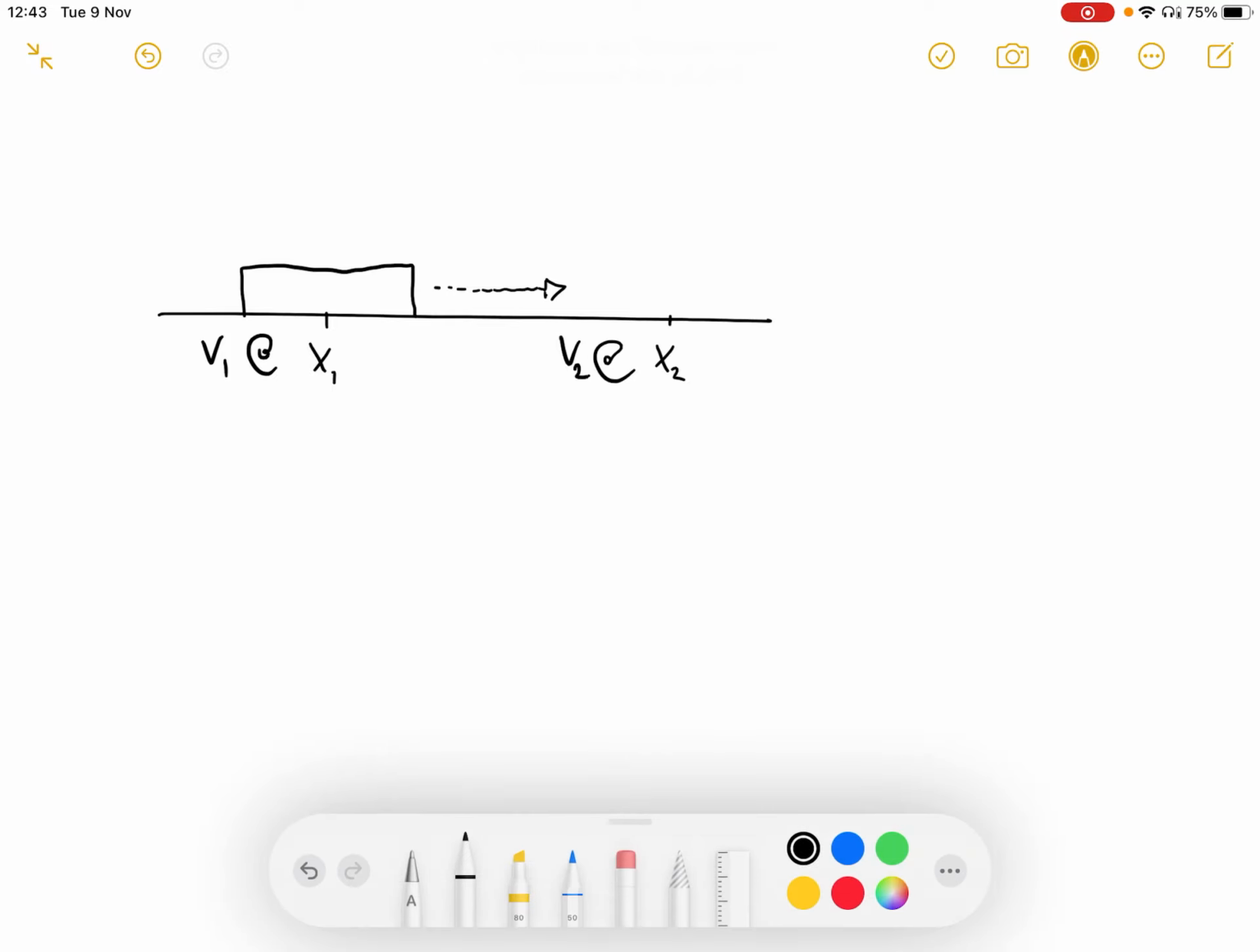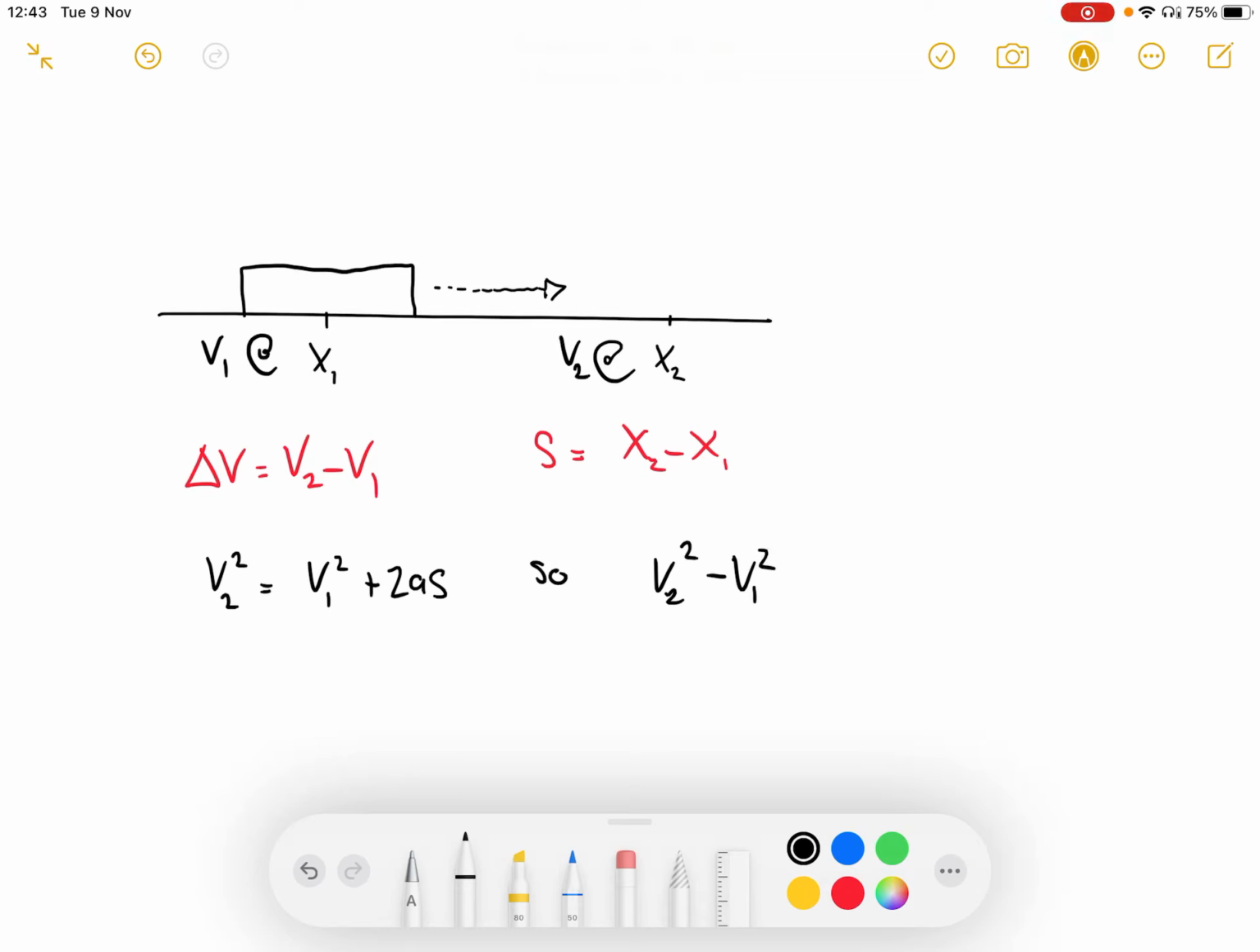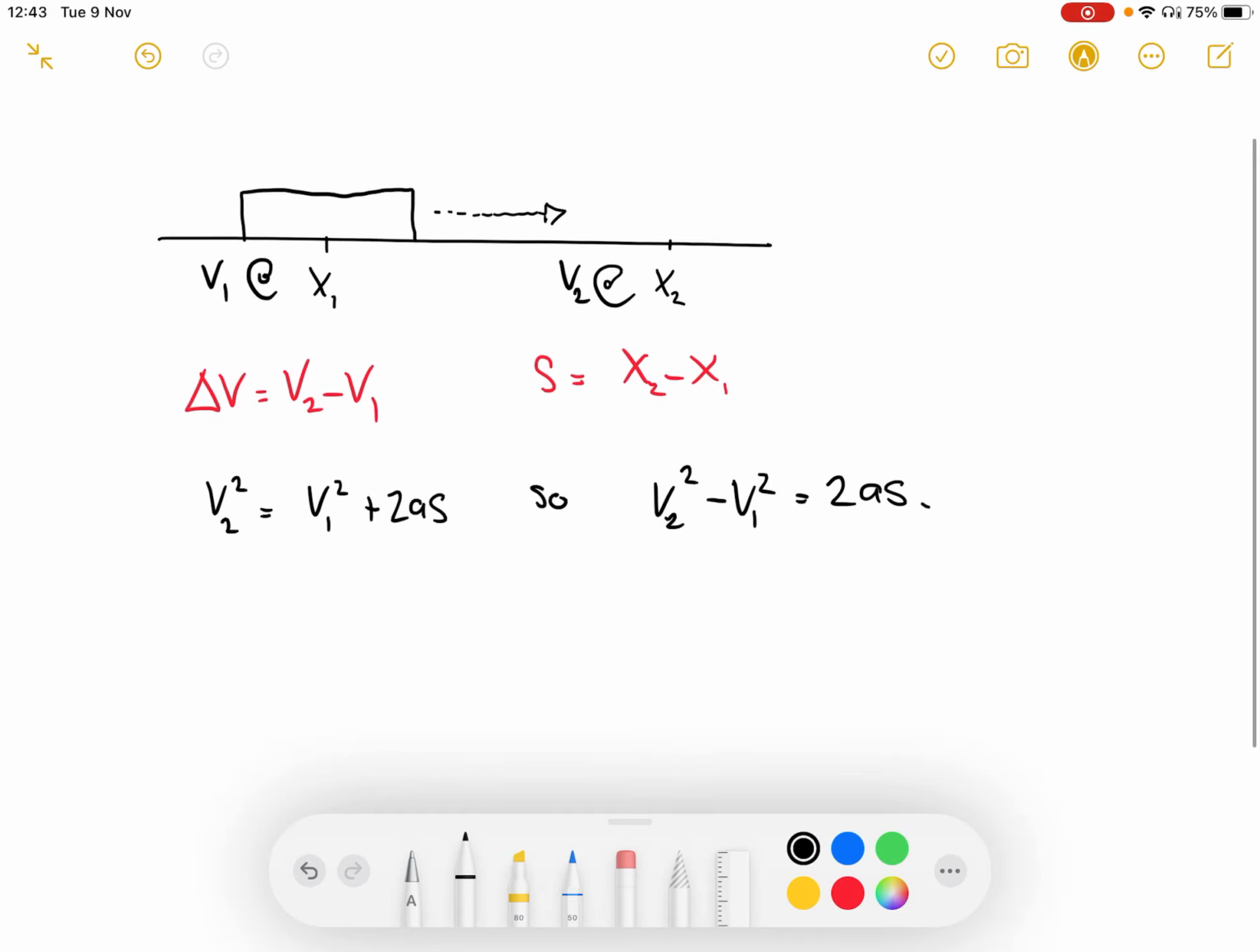So what we're going to say now is delta v, which is the change in velocity, obviously is just going to be v2 minus v1, and the displacement s is going to be x2 minus x1. Now if we go to our equations of motion, we can state that v2 squared is going to be equal to v1 squared plus 2as, where a is the acceleration. Or we can rewrite that as v2 squared minus v1 squared, by taking the v1 over to the left-hand side, is equal to 2as.